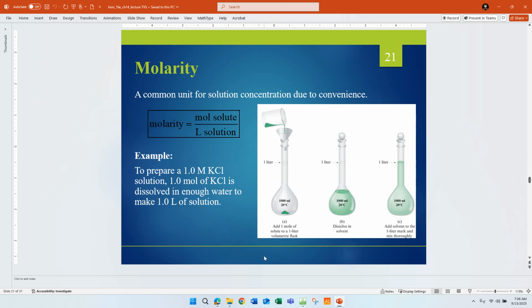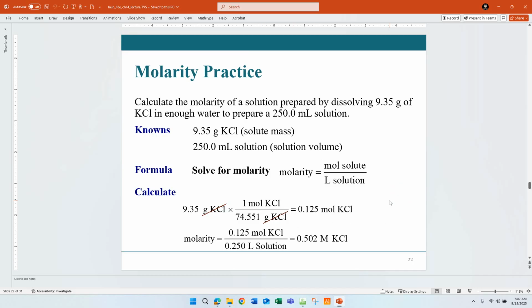Remember, there's 1,000 mL in 1 liter. So if you want a certain molarity, you have to get that many moles of that particular substance into 1 liter of solution. So let's talk about how to figure out molarity.